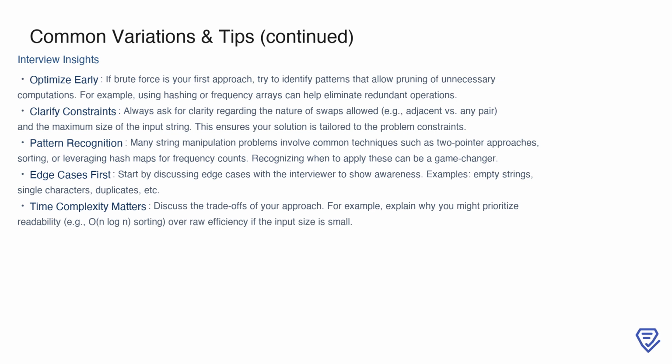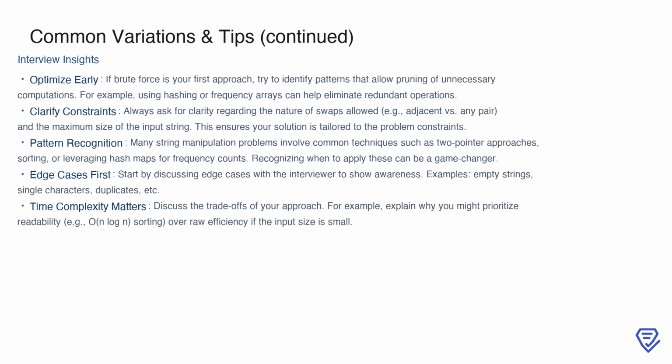To perform well in interviews, it's important to keep a few key insights in mind. First, if you start with a brute force approach, quickly identify patterns that allow you to optimize. For example, techniques like using hash maps or frequency arrays can help reduce redundant calculations. It's also vital to clarify constraints with your interviewer. Ask whether swaps are limited to adjacent characters or if any pair can be swapped, and inquire about the maximum expected input size. This ensures your solution is both correct and efficient.